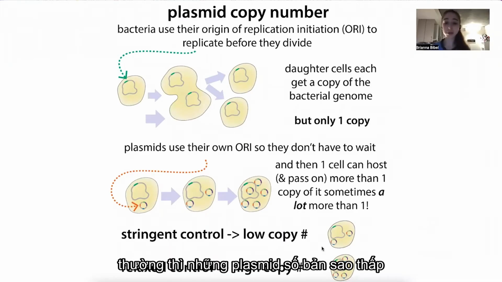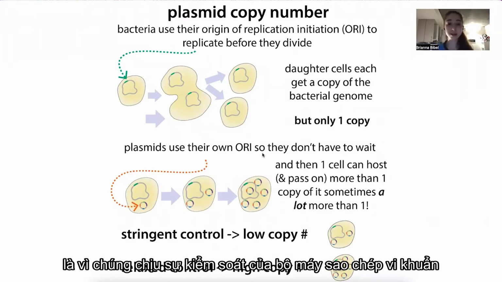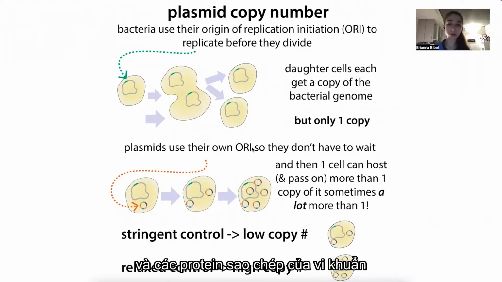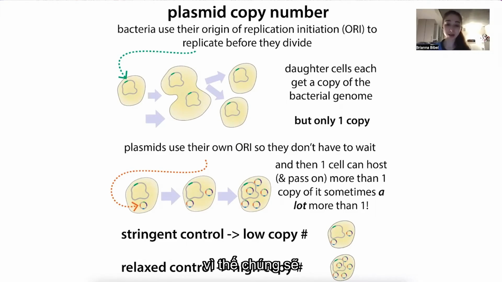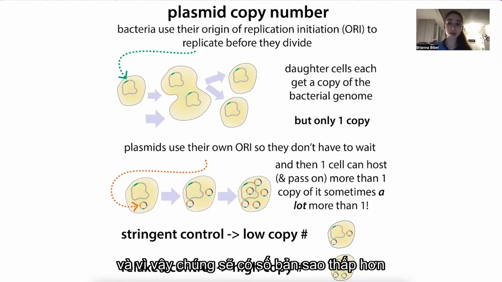Often these low copy number plasmids are low copy number because they're under the control of the bacterial replication machinery and the bacterial replication proteins. So they're going to be dependent on those, and therefore they're only going to replicate when the bacteria does, and so they're going to have a lower copy number.